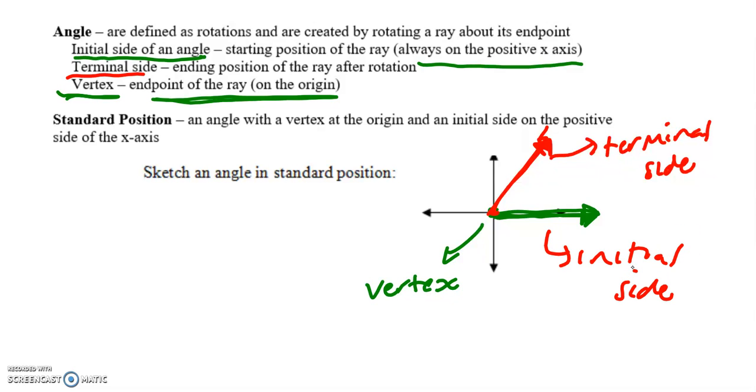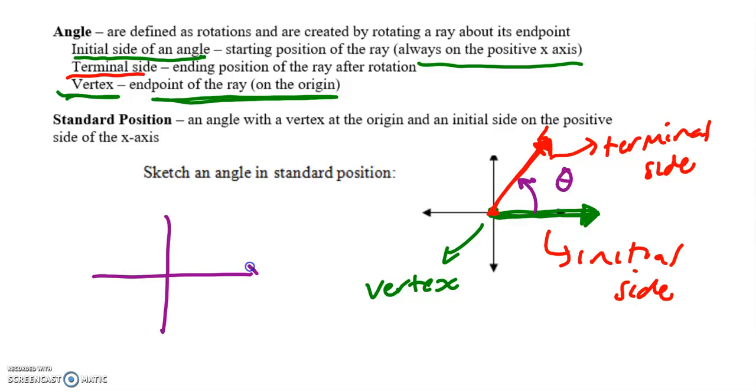And your technical angle, you would draw as such. You were going from the green initial side to the red terminal side. So you'd make a little arrow to represent which direction you are spinning or rotating. And let's call that angle theta, again, because it's a very popular Greek letter for angles. And so this would be an example of an angle in standard position.